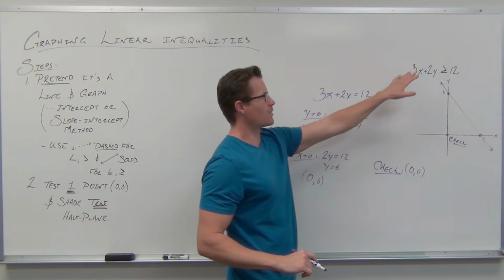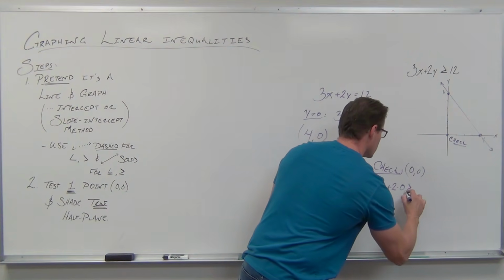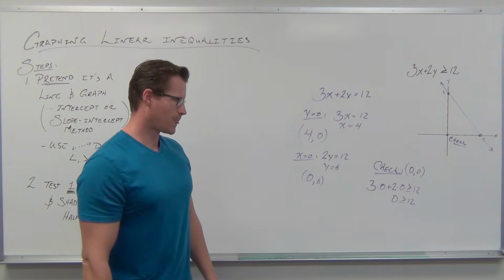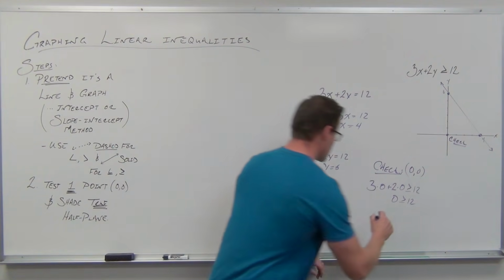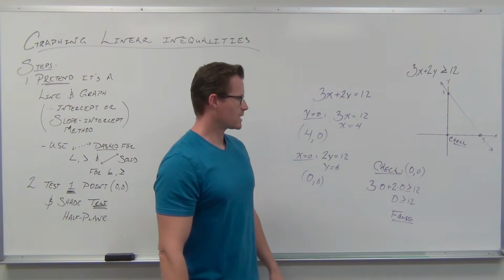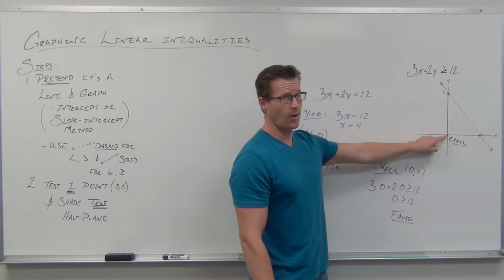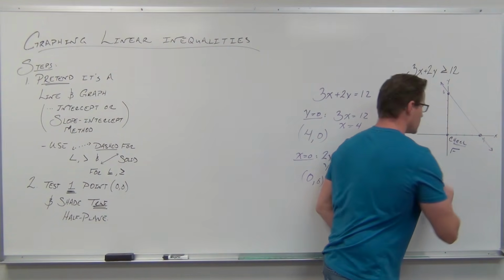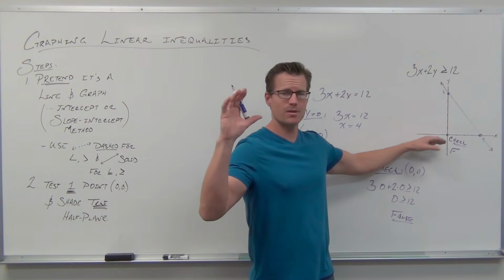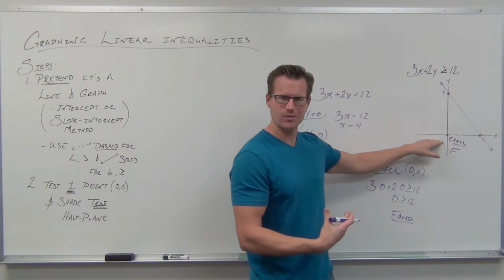If we check that in our original inequality, it says that 0 is more than 12. Man, that's clearly false. 0 is not more than 12. So we checked (0, 0). That's right here. It was false. What that's telling you, this guy's like screaming at you, no, don't shade me, please. I'm begging you, don't shade me. Don't shade me because I'm wrong. I was a false statement. I don't want to shade false statements.